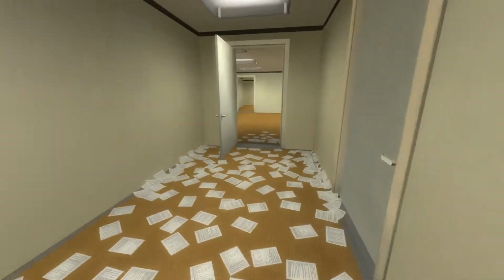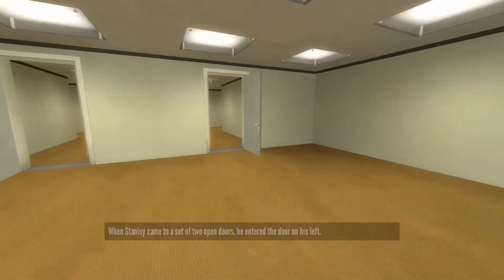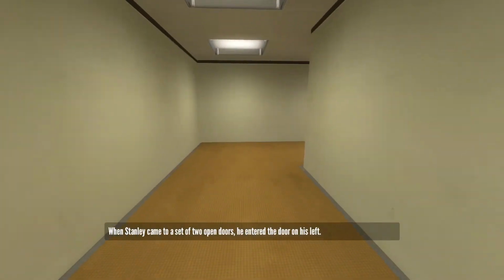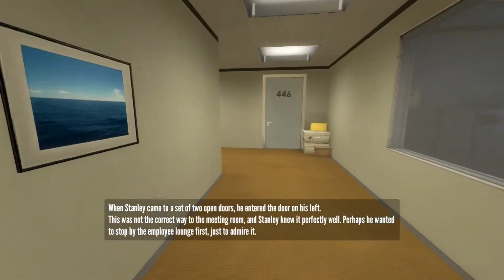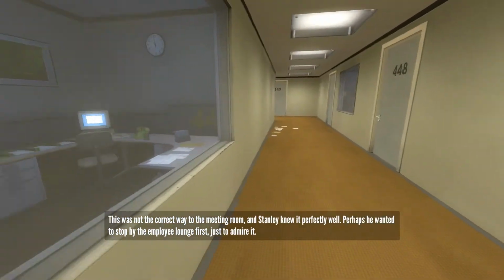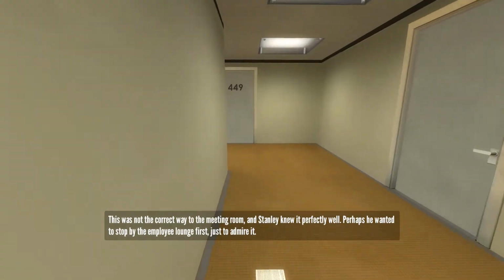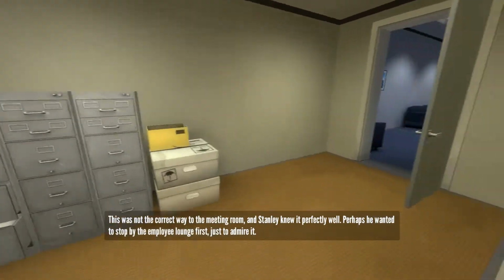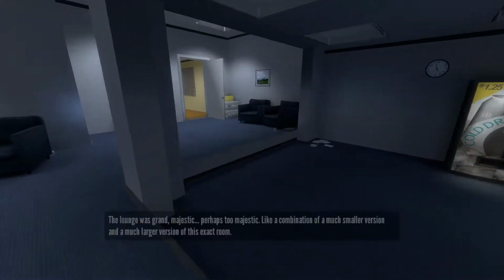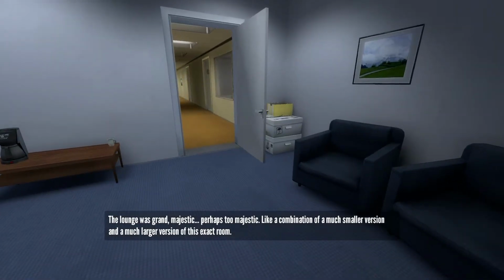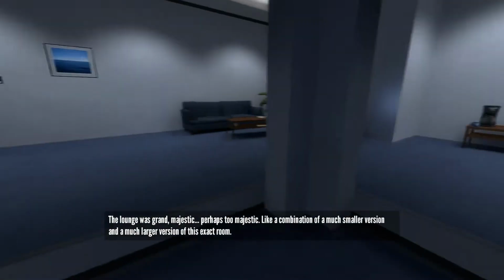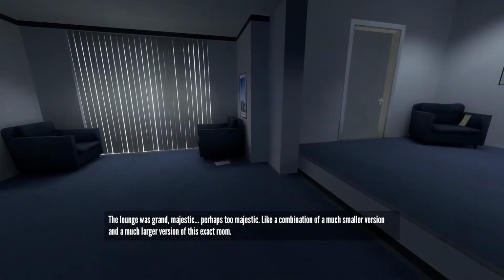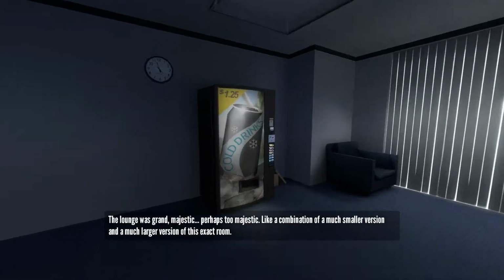Lot of papers just scattered around. When Stanley came to a set of two open doors, this was not the correct way to the meeting room, and Stanley knew it perfectly well. He did. Perhaps he wanted to stop by the employee lounge first, just to admire it. The lounge was grand, majestic, perhaps too majestic, like a combination of a much smaller version and a much larger version of this exact room.